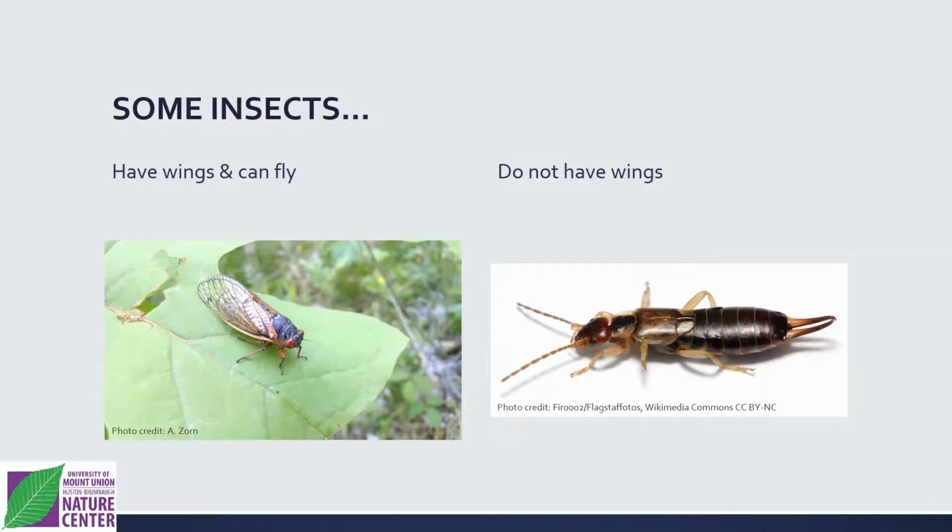Some insects have wings and can fly, but not all of them. A great example would be the cicadas that we will find in the late summertime, or periodic cicadas, which will arise in our area every 17 years or so. A common insect that does not have wings would be like this earwig that's photographed here.